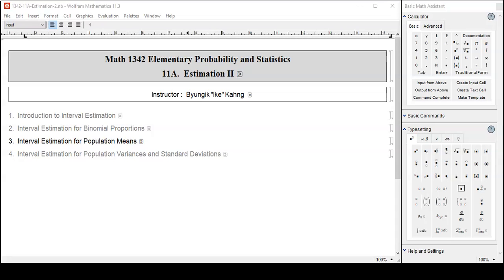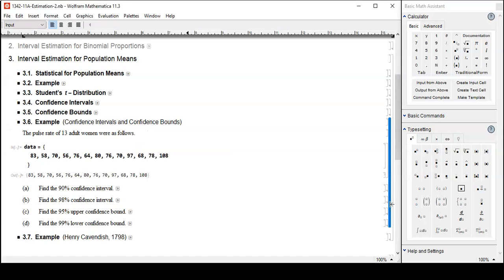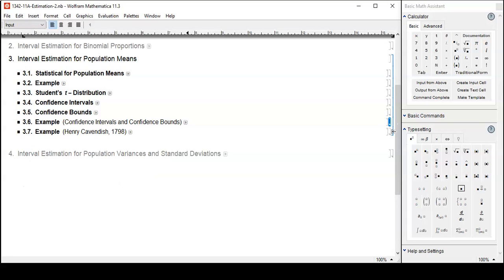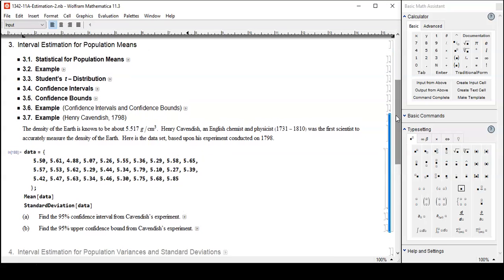Hello students, welcome back. We just went through the theory of t-distribution, and now let's go to an example problem. As for example 3.6, I went through this problem in the optional videos of lesson 10. Here, I'd rather do the last one instead. Okay, here's a data set.